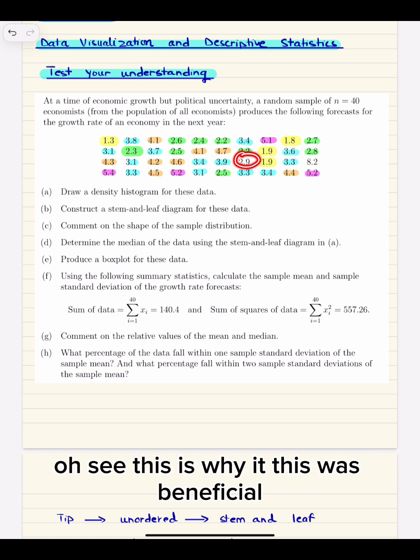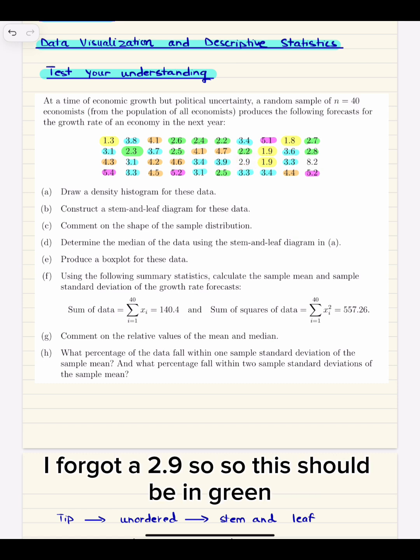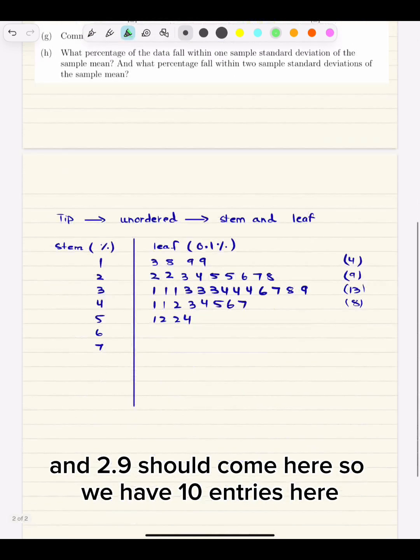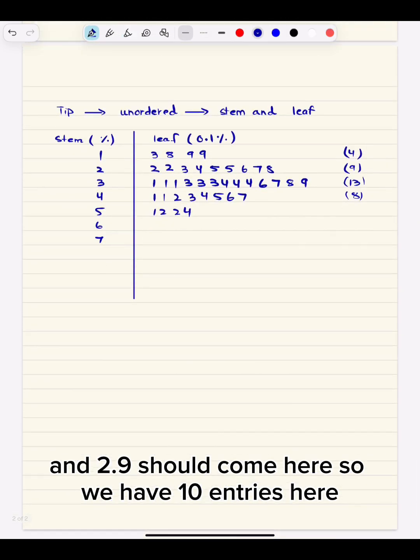Oh, see, this is why this was beneficial. I forgot a 2.9. So this should be in green and 2.9 should come here. So we have 10 entries here.